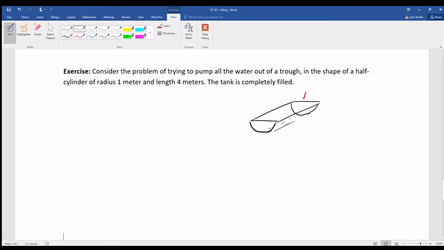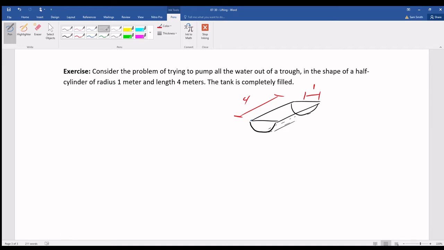Now, assuming that the cylinder that we have cut in half and tipped on its side has a radius of 1, and assuming that the cylinder has a length of 4 meters, how much work would we have to do to empty this tank, assuming that it's completely filled at the start?